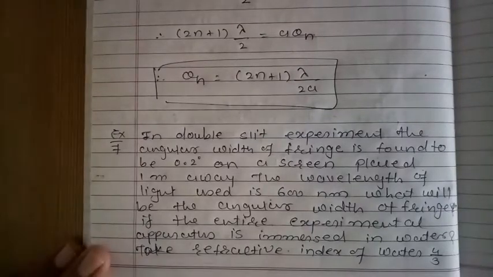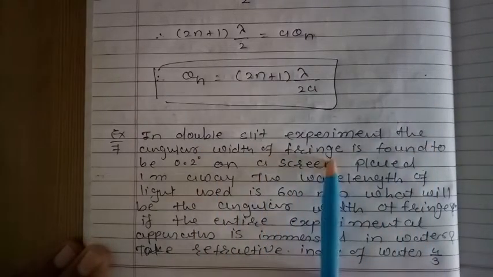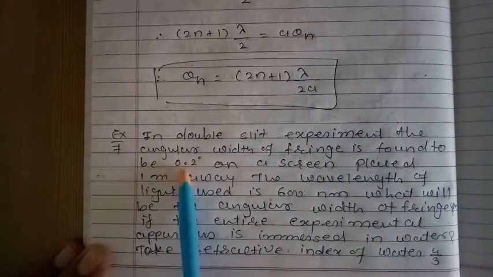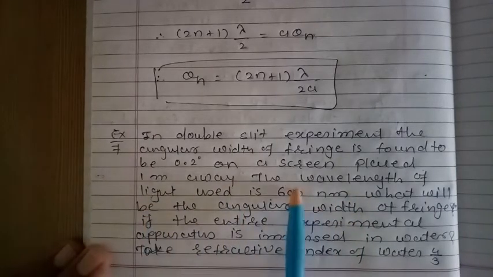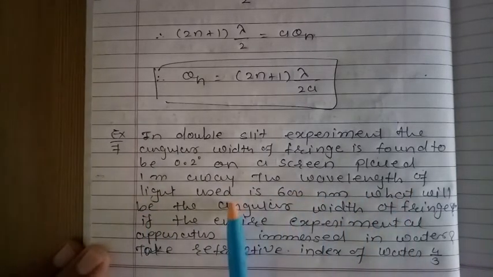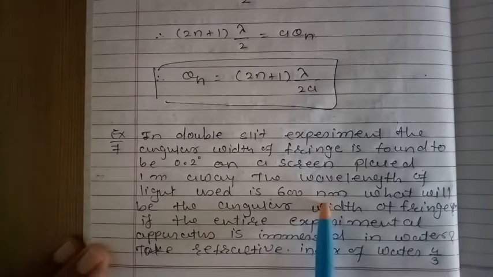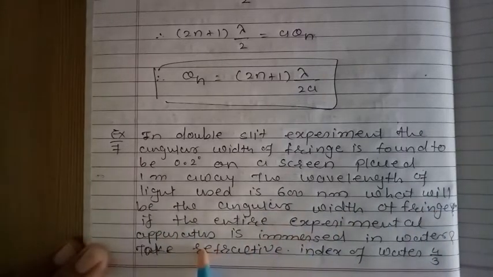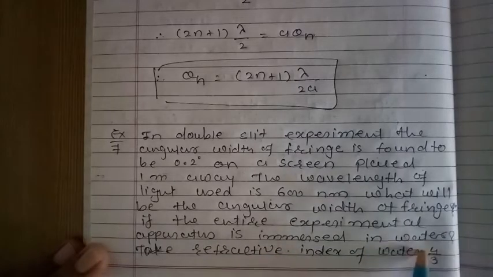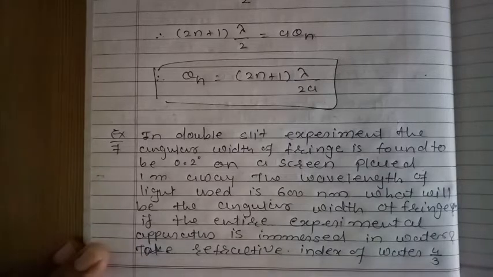Hello friends. Example number 7. In double slit experiment, the angular width of fringe is found to be 0.2 degree on a screen placed 1 meter away. The wavelength of light used is 600 nanometer. What will be the angular width of fringe if the entire experimental apparatus is immersed in water? Take refractive index of water as 4/3.